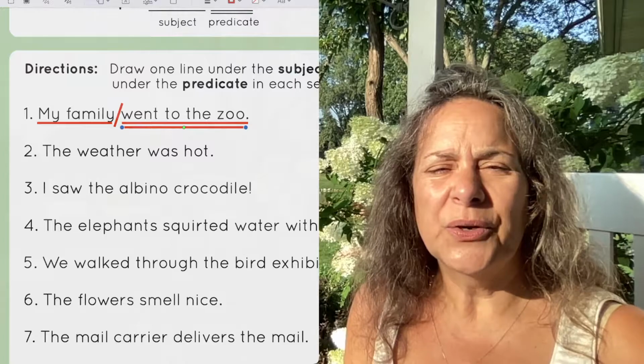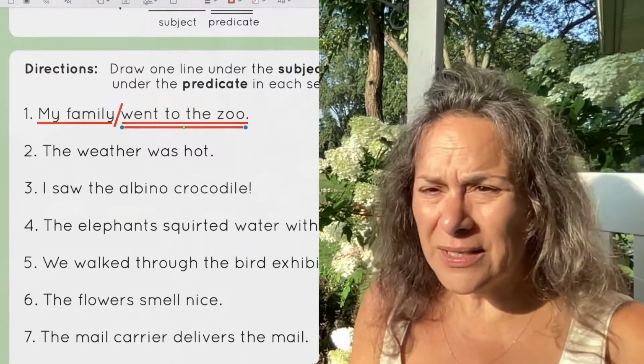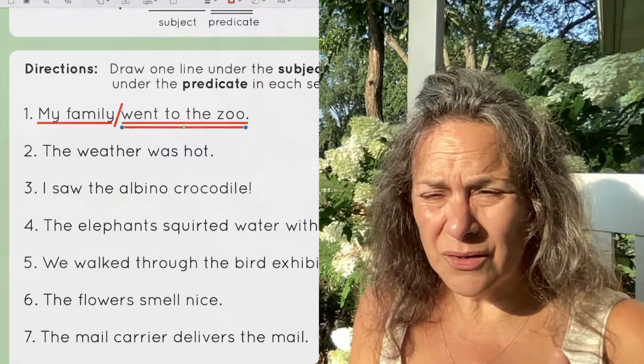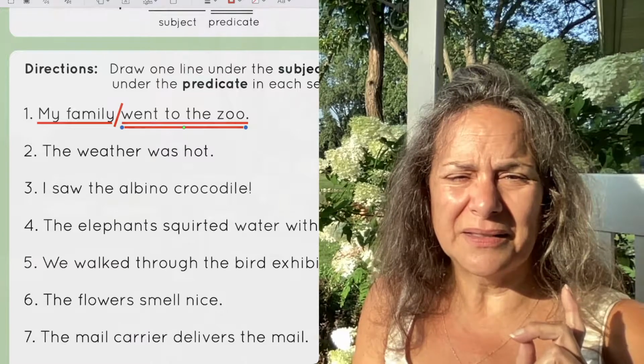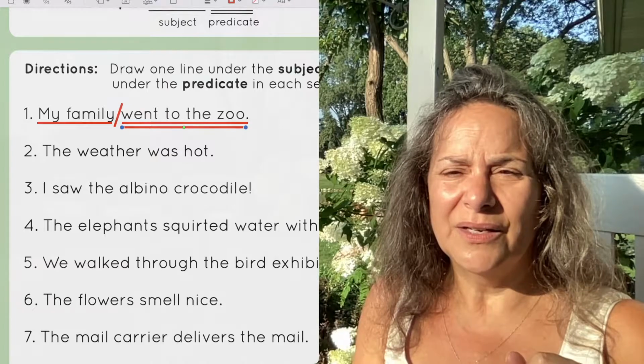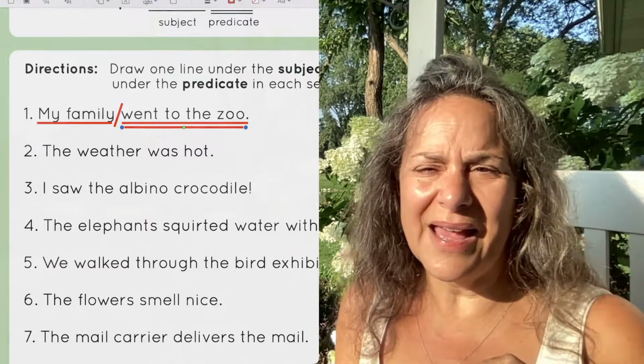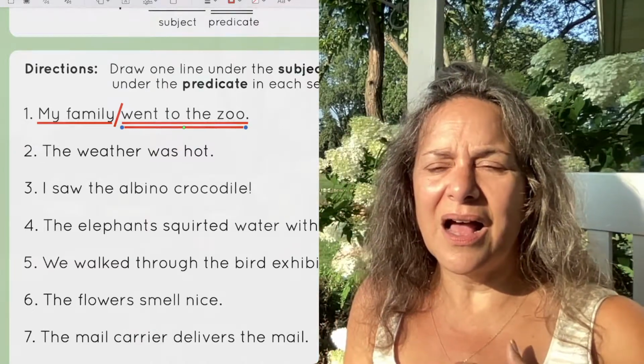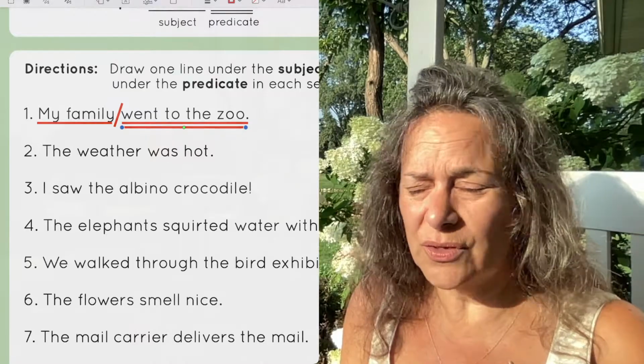The weather was hot. What was hot? The weather was hot. I saw the albino crocodile. Where's the action? I saw the albino crocodile.